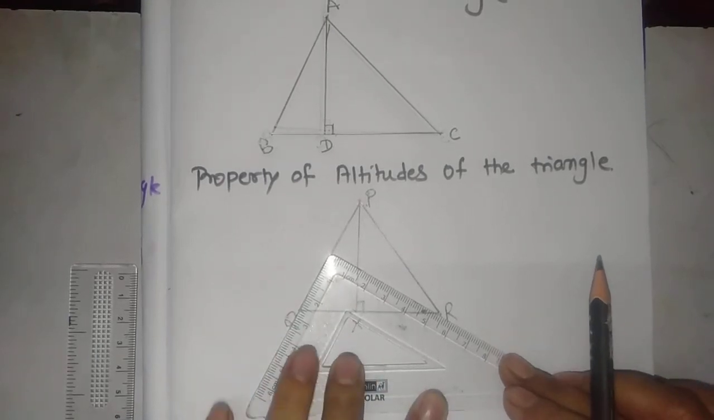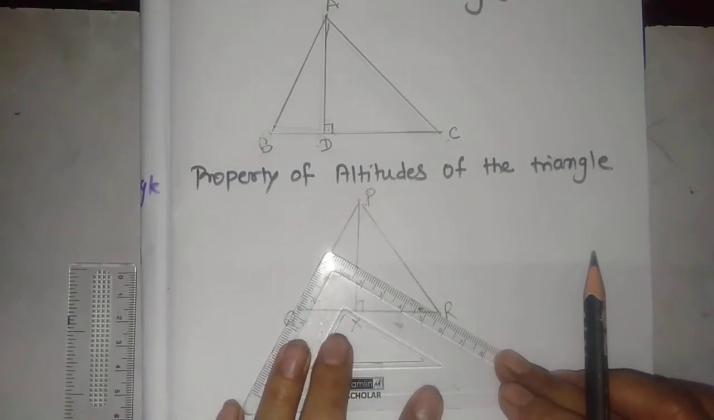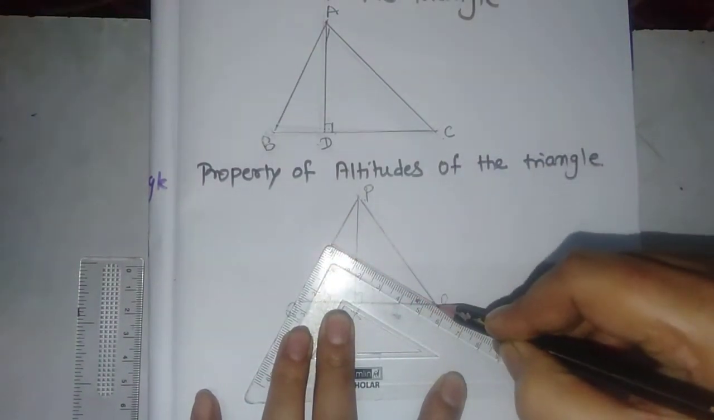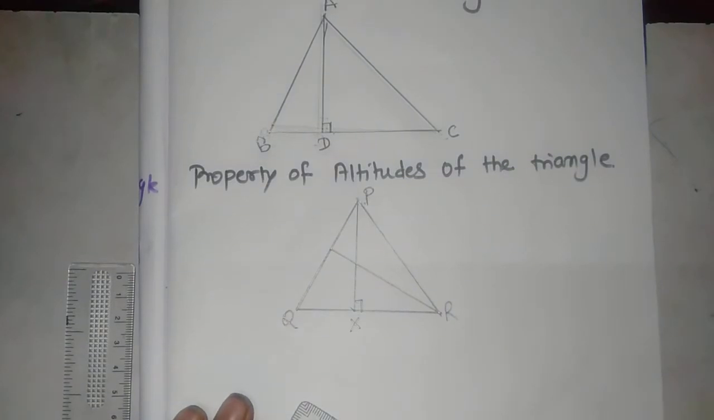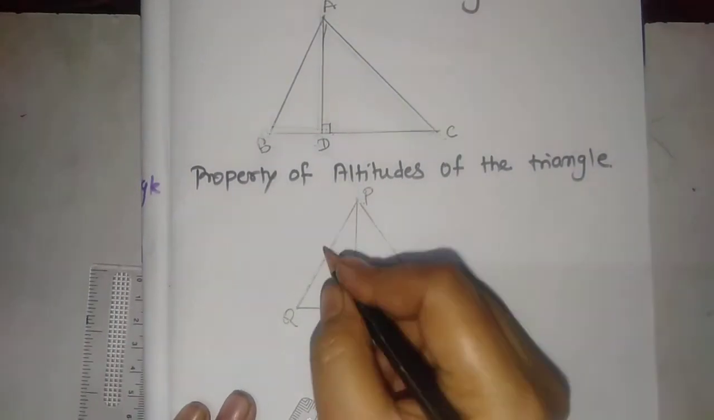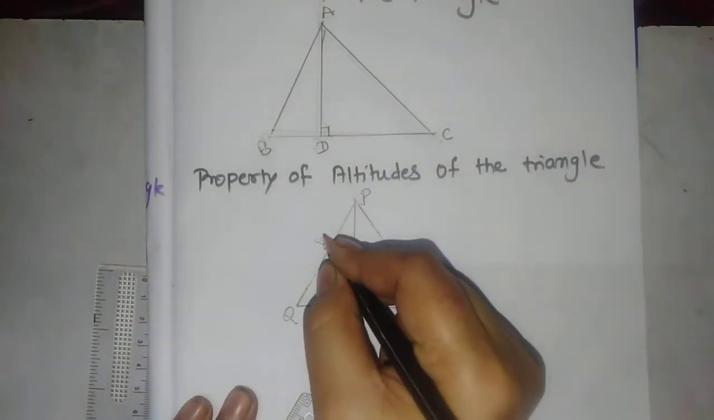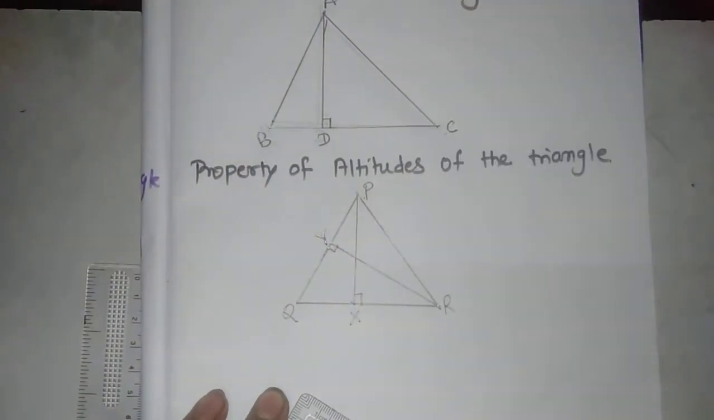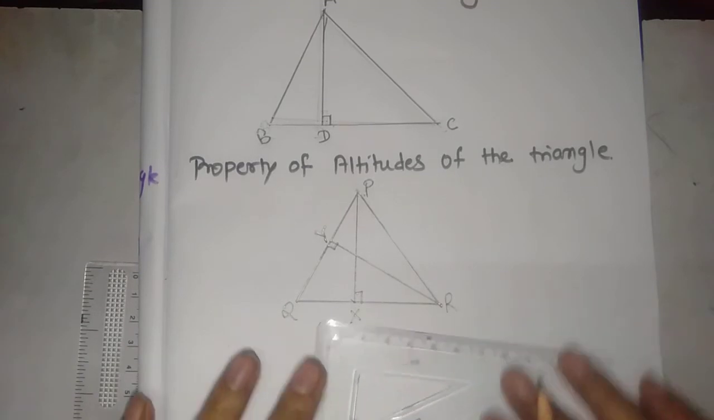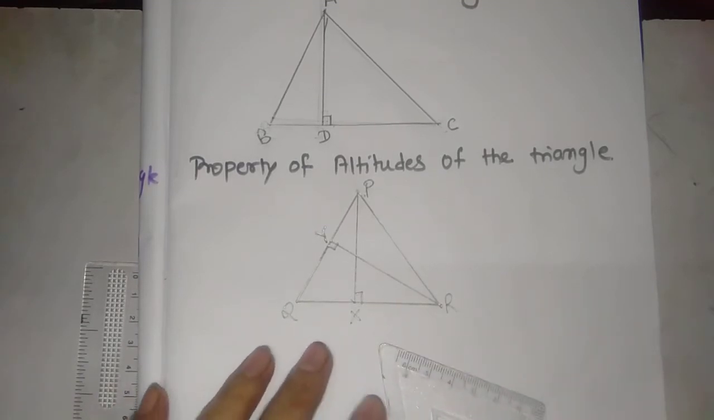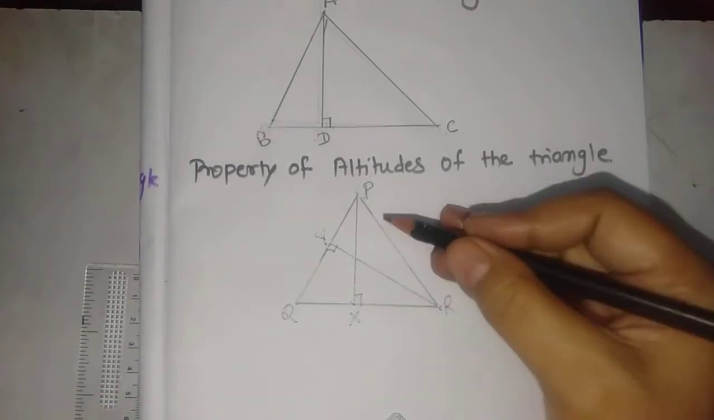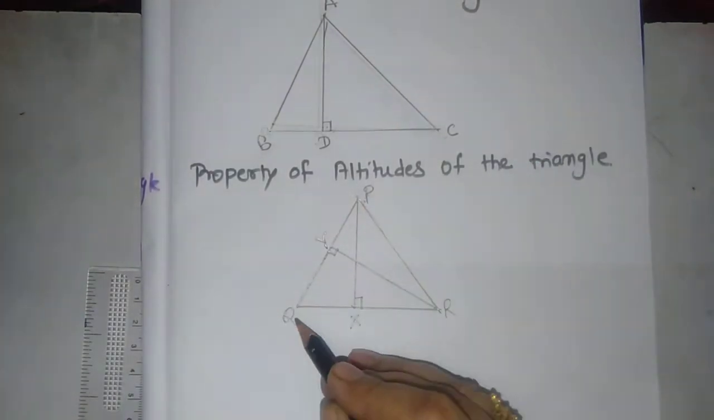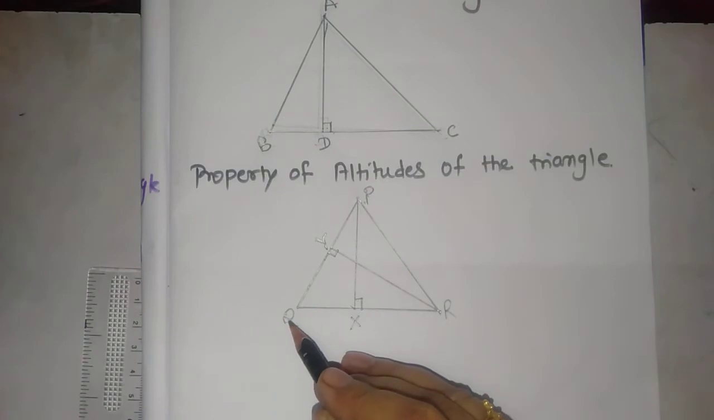See here. And draw the line. This is the altitude drawn from the vertex R. Suppose it is Y. RY. Now the altitude drawn from Q. So side PR is the opposite side from the vertex Q.